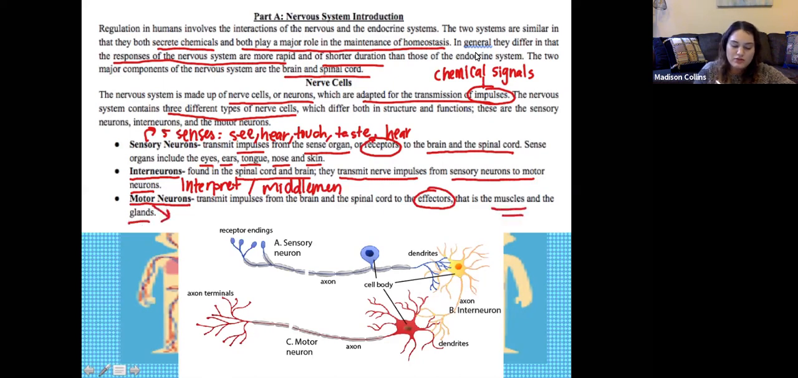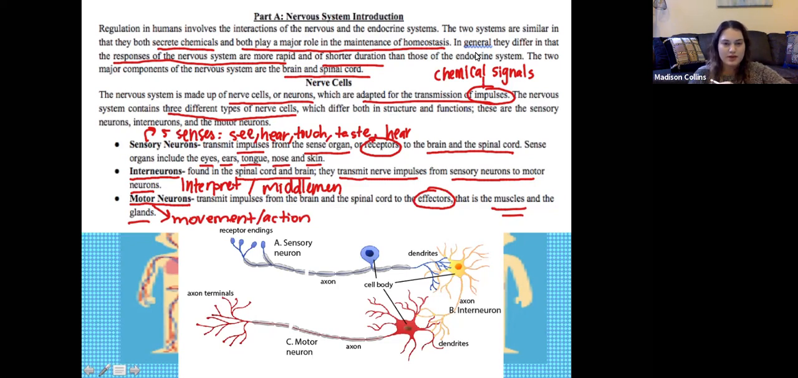So when you think of motor, I want you to think of movement or action that's happening. Okay, so these motor neurons send messages to our muscles or to our glands to do something, to perform some action. So below, I've got a picture of what each of these look like.